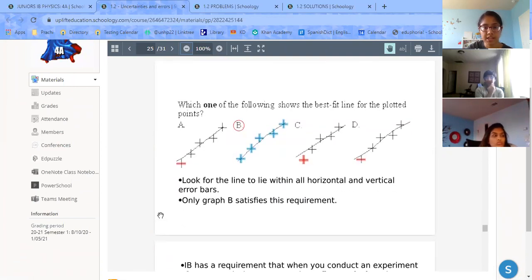Okay, and then when we do the line of best fit, when I did this question, I actually chose D, because that one seemed more like a straight line to me. But B is the correct answer, because this line goes through all of the error bars. Whenever you draw a line of best fit, it has to go through all of the error bars, so we need to prioritize that over it actually being straight.